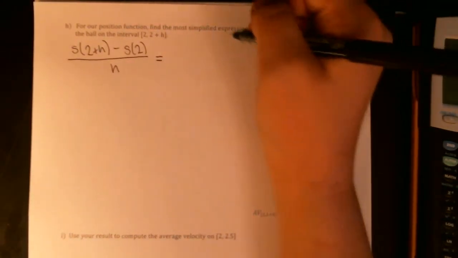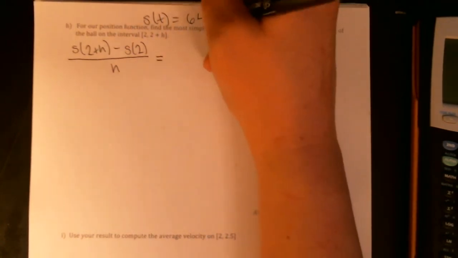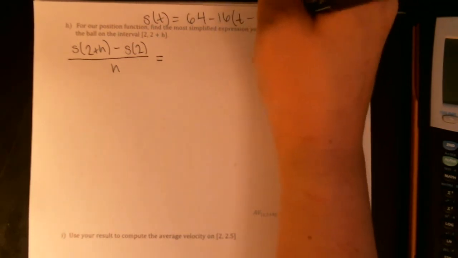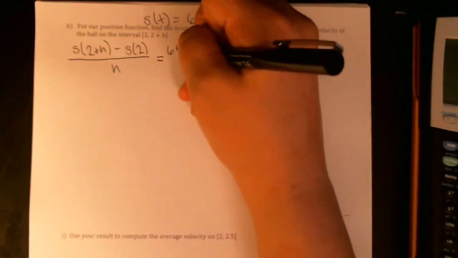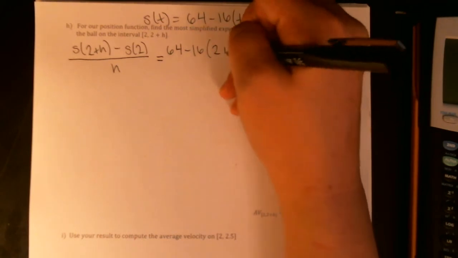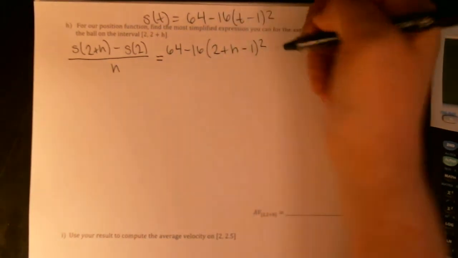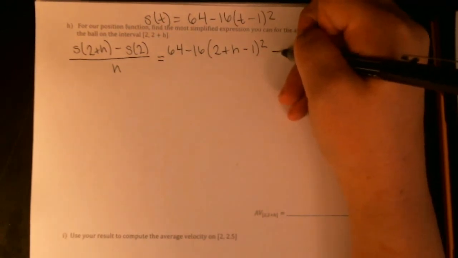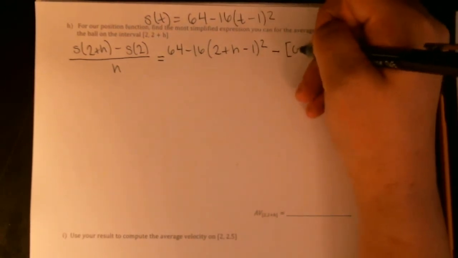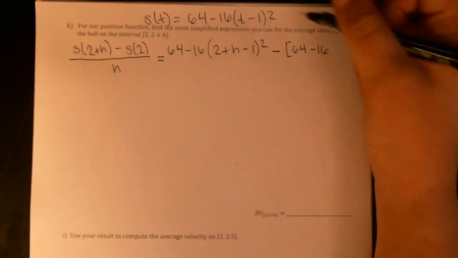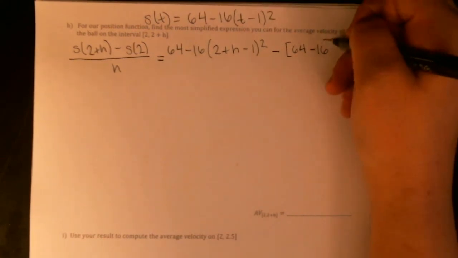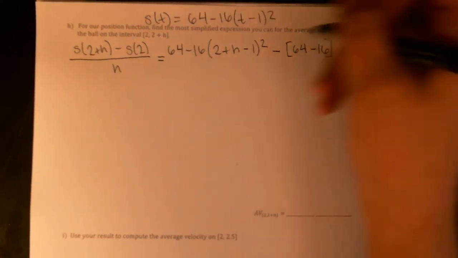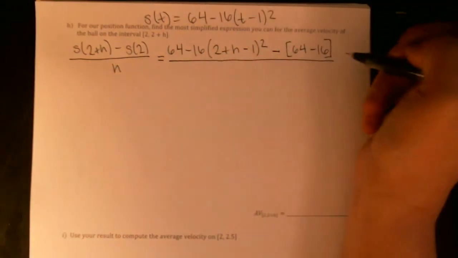And remember our function, here I'll sneak it in up at the top, was s of t equals 64 minus 16 times (t minus 1) squared. So when we plug in a 2 plus h, we're going to get 64 minus 16 times (2 plus h minus 1) squared. And when we plug in 2, we're going to get 64 minus 16 times (2 minus 1), which is just 1 squared. So it's actually just going to be that 64 minus 16. And this all needs to be divided by h.